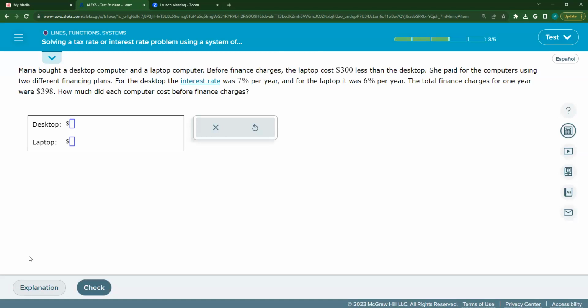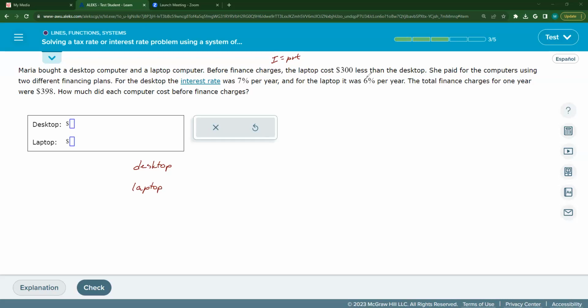All right, now we have the desktop. So Maria bought a desktop computer, so it's going to be the same formula. The finance rate is the same as the interest we're looking at, equals PRT. So Maria bought a desktop computer and a laptop. So desktop and a laptop. That's the first sentence. Before finance charges, the laptop cost $300 less than the desktop.